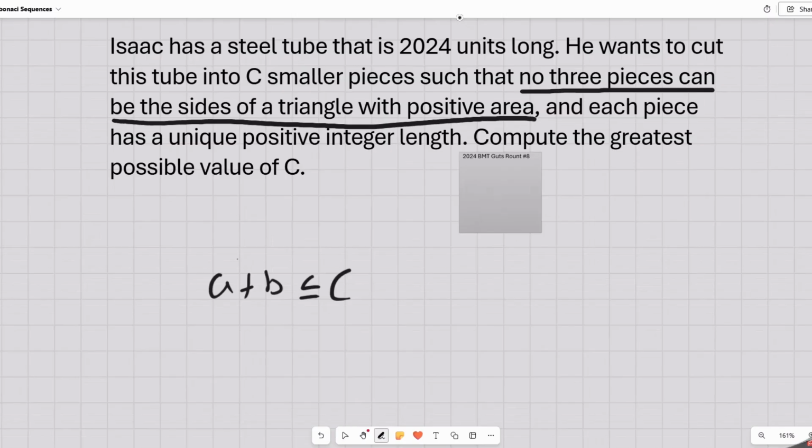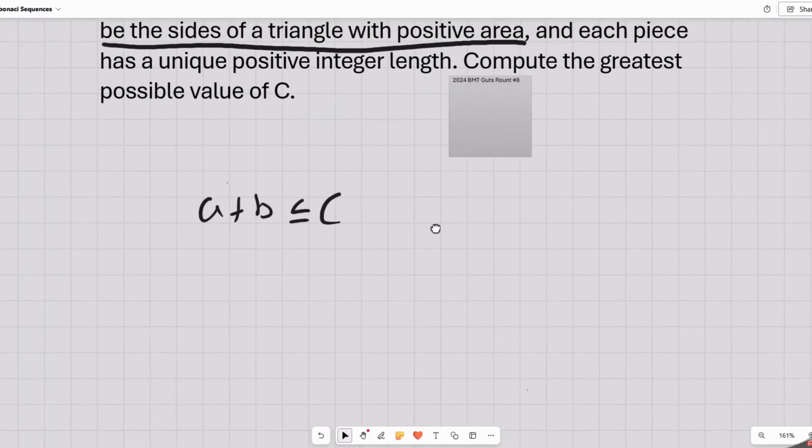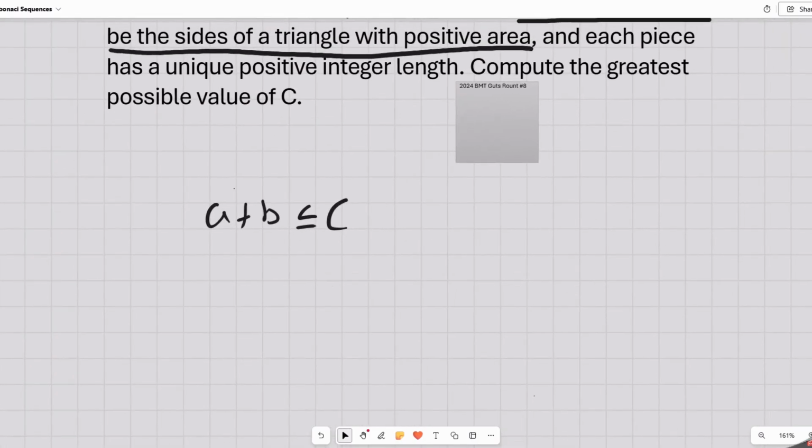But we see here that a plus b can be equal to c. This is really important. So we can use the Fibonacci sequence here because the sum of the previous two terms is equal to the third term. That's really important, and we can use that right now, right here, to solve this problem.